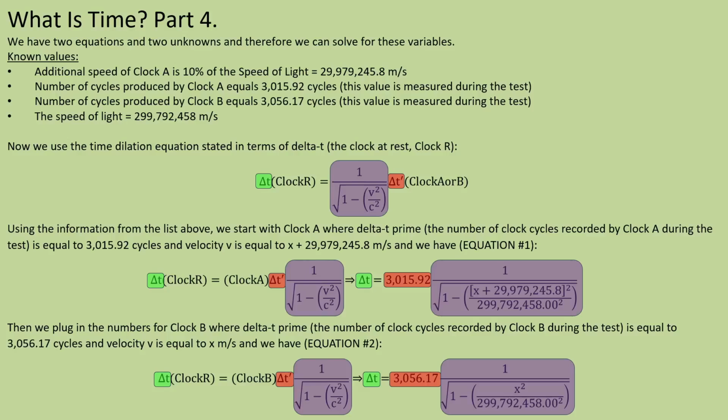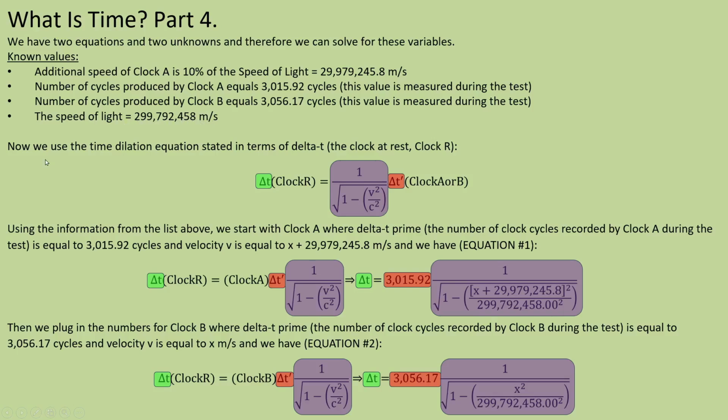Our known values are the additional speed of clock A is 10% of the speed of light. The number of cycles produced by clock A during the test is 3015.92. The number of cycles produced by clock B during the test is 3056.17, and we also know the speed of light, which is a constant, 299,792,458 meters per second.